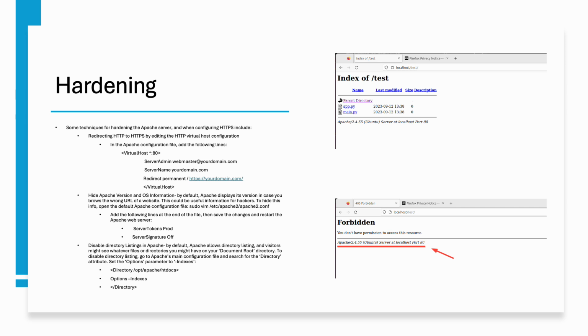You can also disable directory listings. By default, Apache allows directory listings, and visitors might see whatever files or directories you might have in your document root directory.